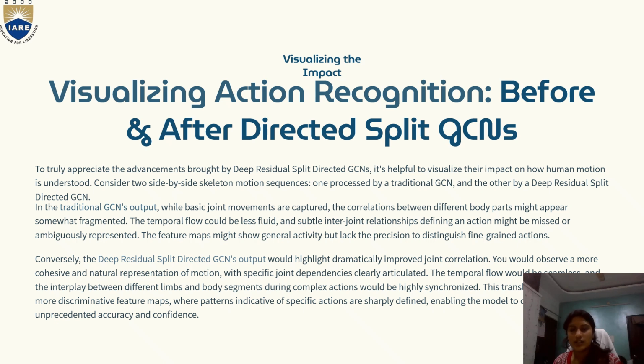Visualizing recognition before and after the directed split GCN. Let's visualize a traditional GCN, which captures the movement but is fragmented and misses subtle relationships. And then we can visualize the deep residual split directed GCN, which gives a smooth, synchronized representation whose accuracy distinguishes similar actions. This is what makes the difference between a robot that sort of understands you and one that perfectly recognizes your gesture.